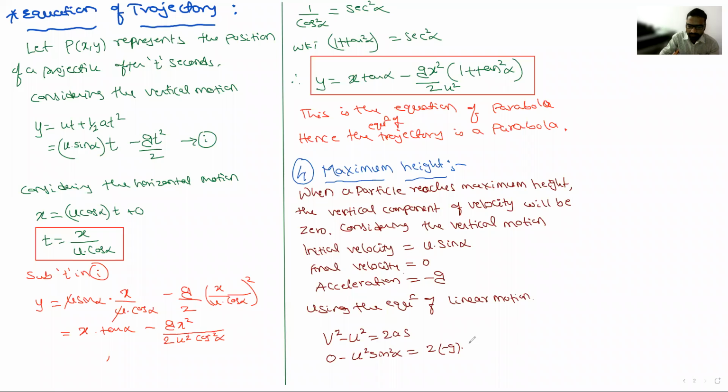Taking s as h, the minus gets cancelled. Then h is equal to u square sin square alpha divided by 2g. This is the formula to find the maximum height of a projectile. These formulas are very, very important. H is equal to u square sin square alpha divided by 2g.